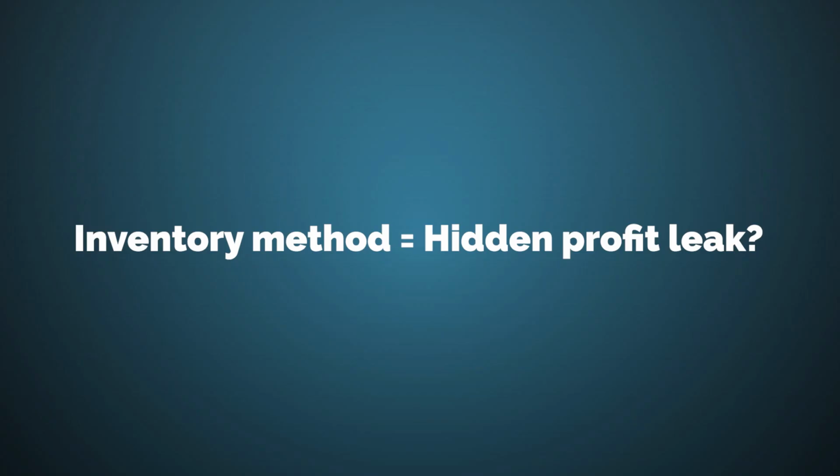Your inventory method is quietly draining your profits and costing you thousands more in taxes than it should. I'm talking about FIFO, LIFO, and average cost. In this video, I'll show you how each method impacts your bottom line. And at the end, I'll give you a matrix that compares them all so you can decide which one is best for your business. I'm Kelly with LedgerGurus.